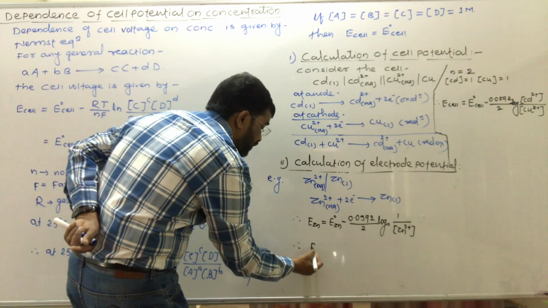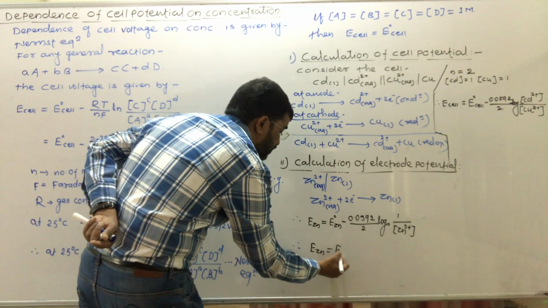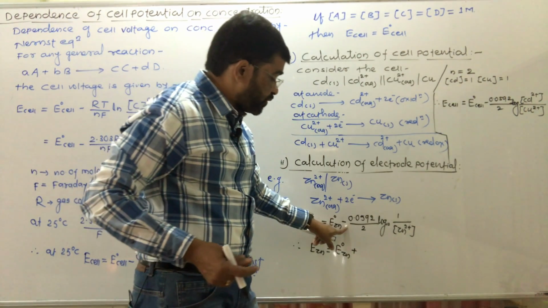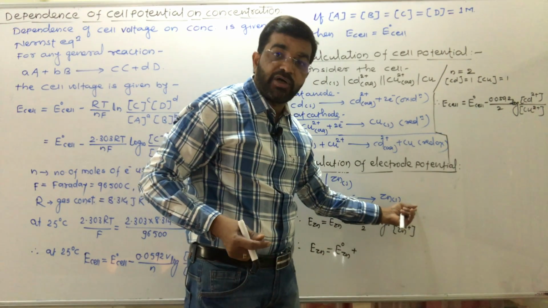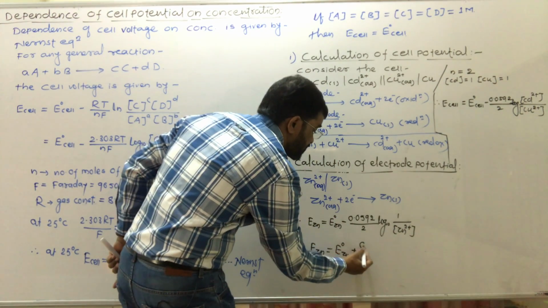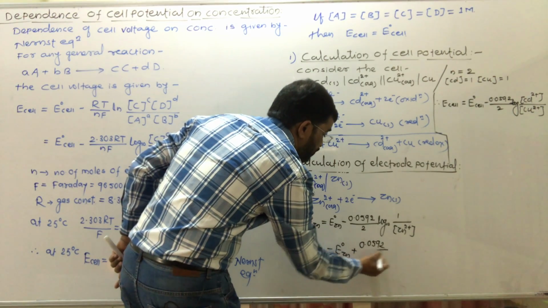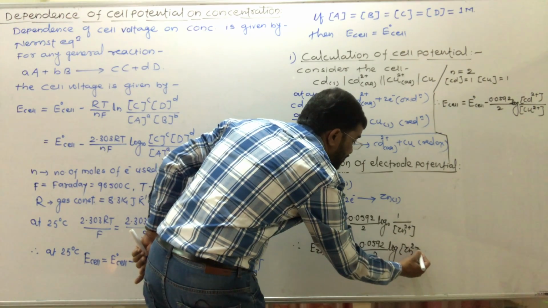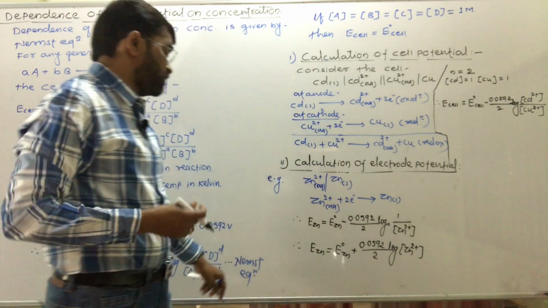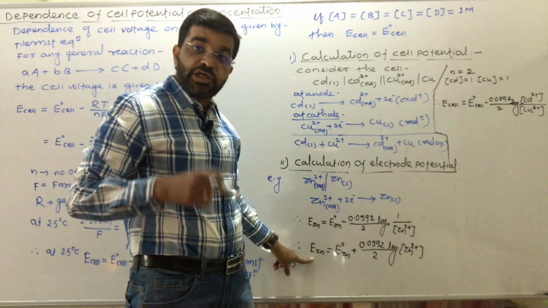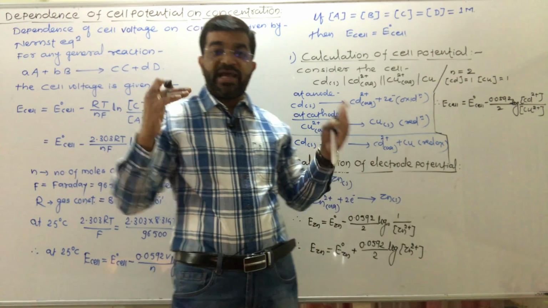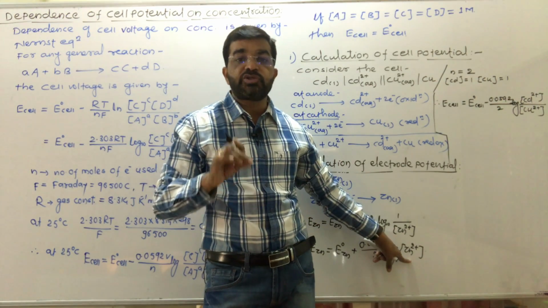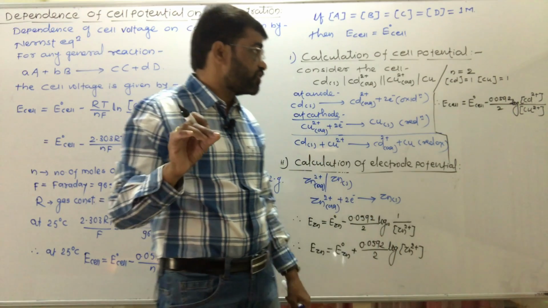We can write, therefore, the reduction potential of the zinc electrode is equal to its standard reduction potential. I am making this positive, this gets inverted, and therefore plus 0.0592 upon 2 into log to the base 10 of concentration of zinc plus 2 ion. So here the potential developed at the zinc electrode depends upon the concentration of zinc.